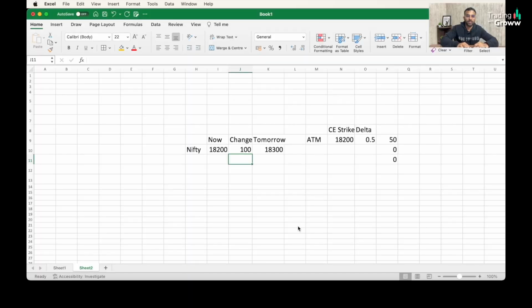So earlier, with respect to delta, we could see that if there is a 100 points change in the underlying, then there is a 50 points movement. So if there is a 200 points movement in the underlying, then with respect to ATM options, it can gain 100 points. If there is a 300 points movement in the underlying, it can gain 150 points. So basically half of the overall movement in the underlying happens with respect to ATM options. So that is the delta.